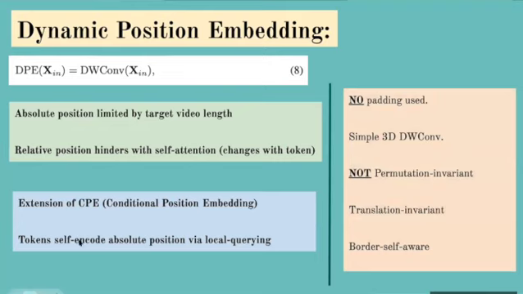So as you can see, the tokens self-encode via local querying. There are some benefits of dynamic position embedding. The first is no padding is used. As I said, it's a simple 3D convolution. A very important point is they are not permutation invariant, and it is a very good thing. We do not want permutation invariance. We want permutation variant, not invariant.